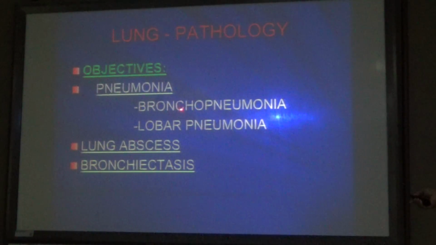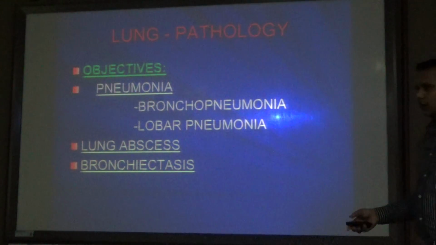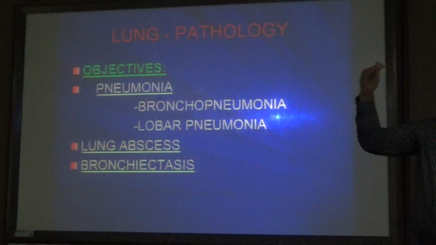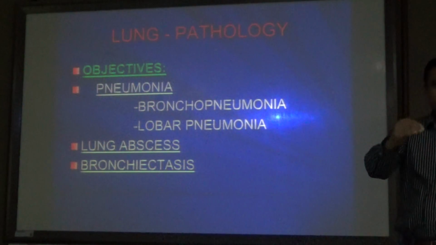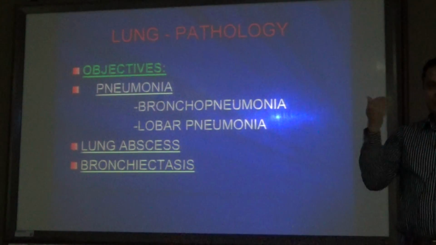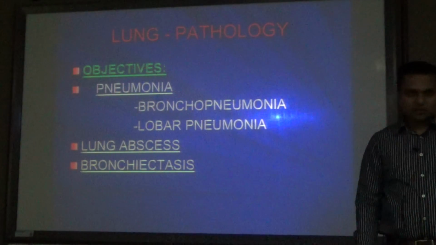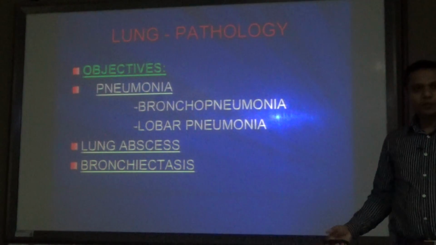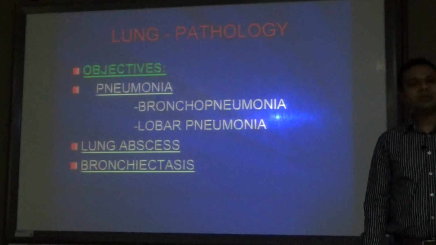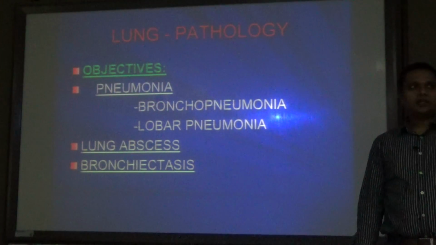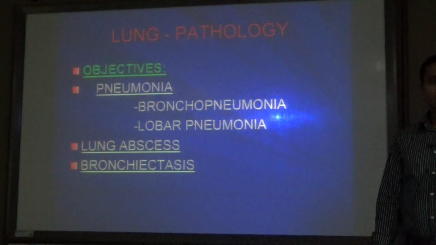In pneumonia, two types are there. One is bronchopneumonia and there is lobar pneumonia. We will see then lung abscess and bronchiectasis. This bronchiectasis is one of the diseases that come under chronic airway obstruction, chronic obstructive pulmonary disease. We have seen in our previous lectures, chronic obstructive pulmonary disease such as bronchial asthma 1, bronchiectasis 2, 3 is chronic bronchitis, 4th is emphysema, last one is small airway disease. These are all the 5 diseases that come under the classification of chronic obstructive pulmonary disease.